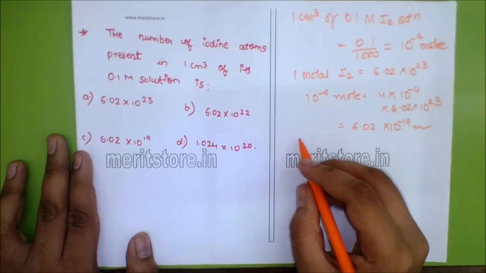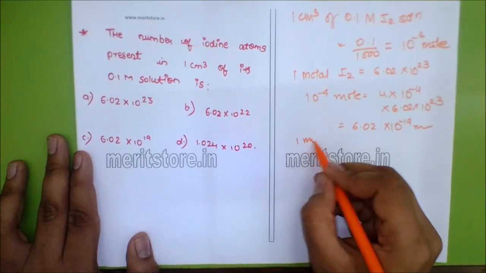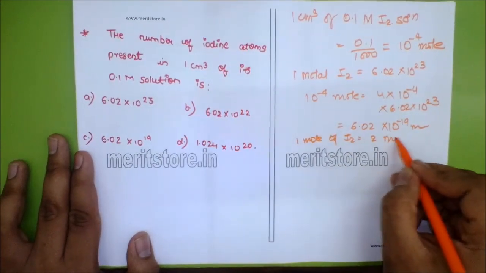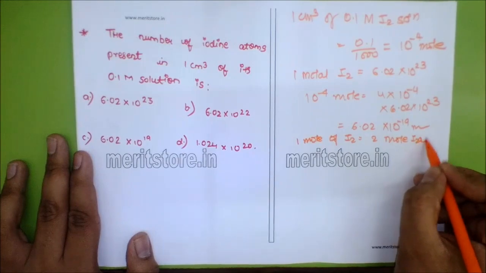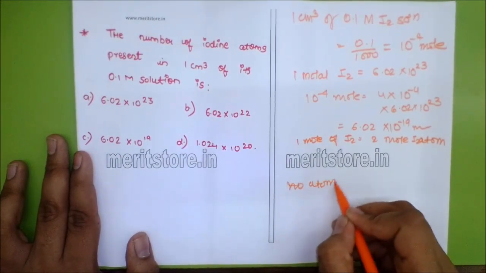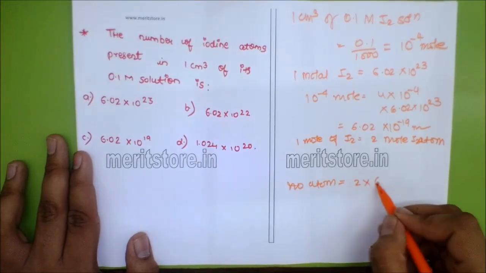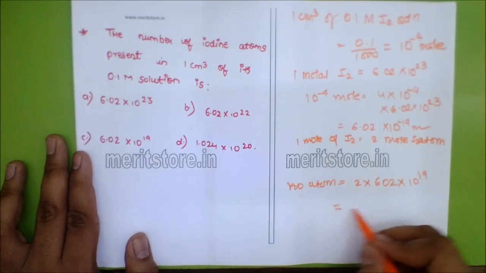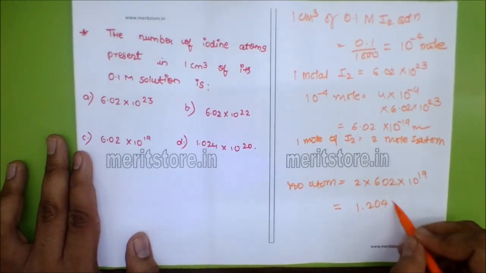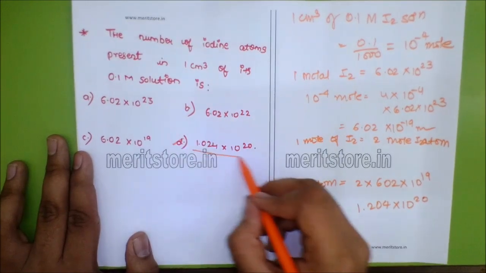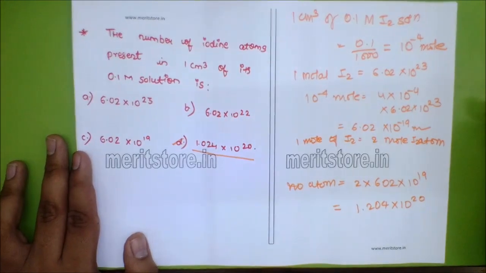So now 1 mole of iodine is equal to 2 mole of iodine atom. Number of atoms is equal to 2 into 6.02 into 10 raised to 19, which is equal to 1.204 into 10 raised to 20. So option D, 1.204 into 10 raised to 20, is the correct answer.